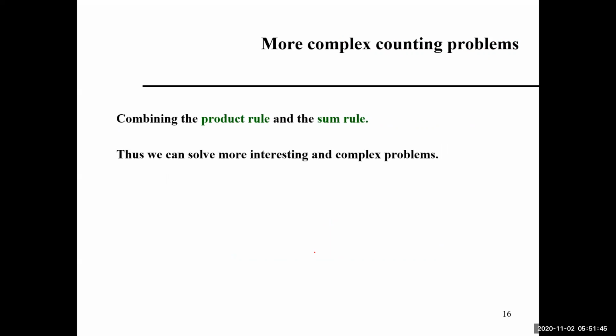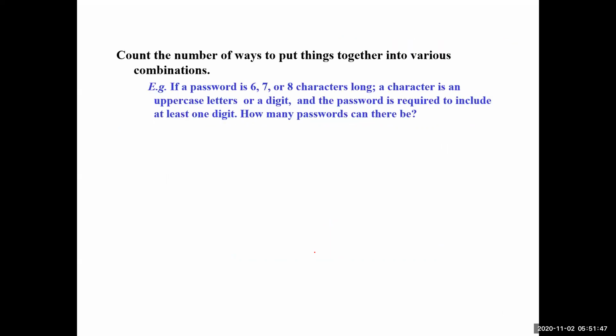Now we'll look at some problems which are a combination of product rule and sum rule. So let's look at the first problem. Count the number of ways to put things together into various combinations. For example, if a password is 6, 7 or 8 characters long, and a character allowed is an uppercase letter or a digit, and the password is required to include at least one digit, how many passwords can there be?